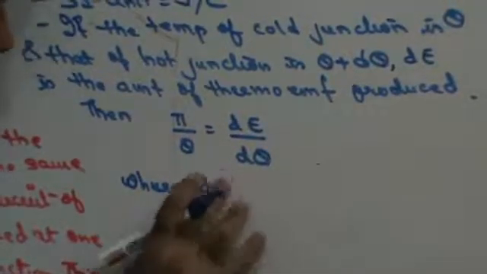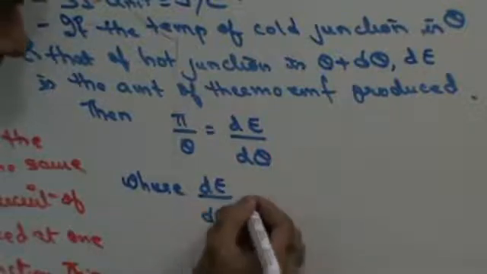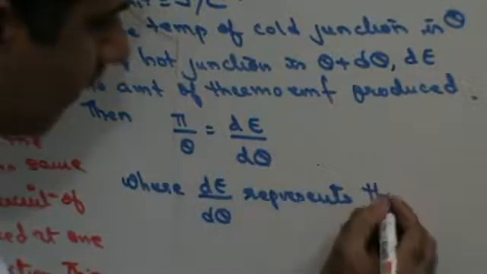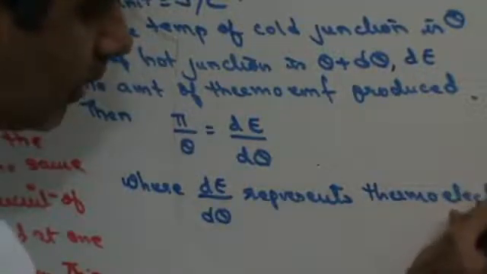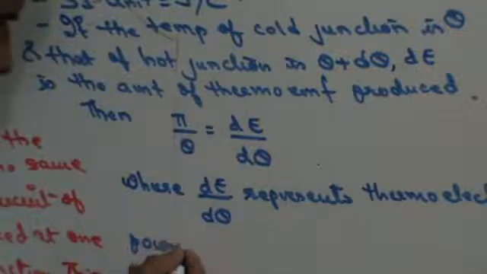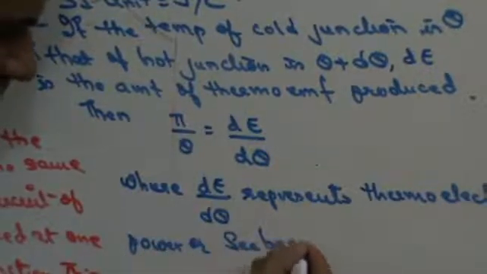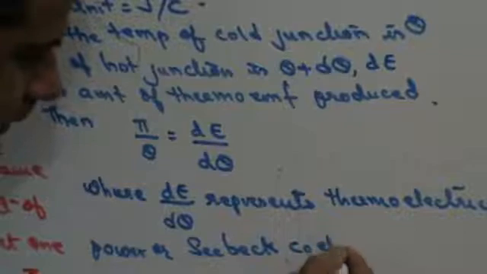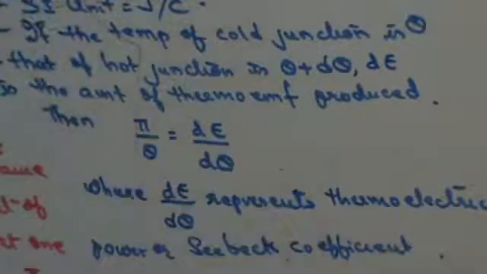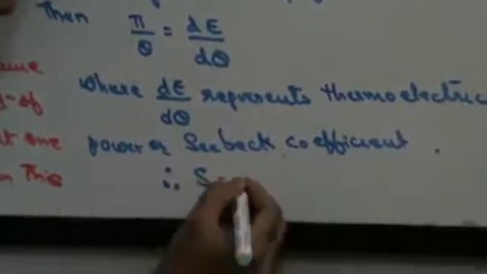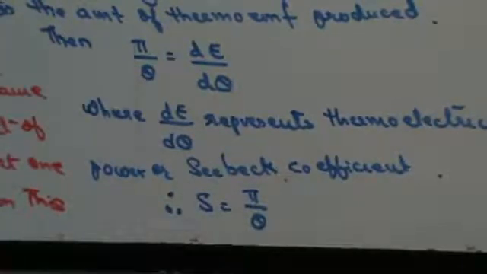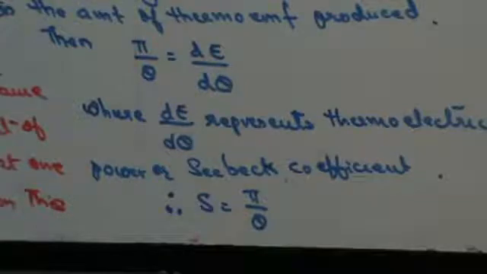dE upon d theta represents thermoelectric power, which is also called the Seebeck coefficient. Fine. So thus Seebeck coefficient is nothing but pi upon theta. Therefore, I can say Seebeck coefficient is Peltier's coefficient divided by the temperature at the junction. Right? So, do we understand what is Seebeck coefficient?